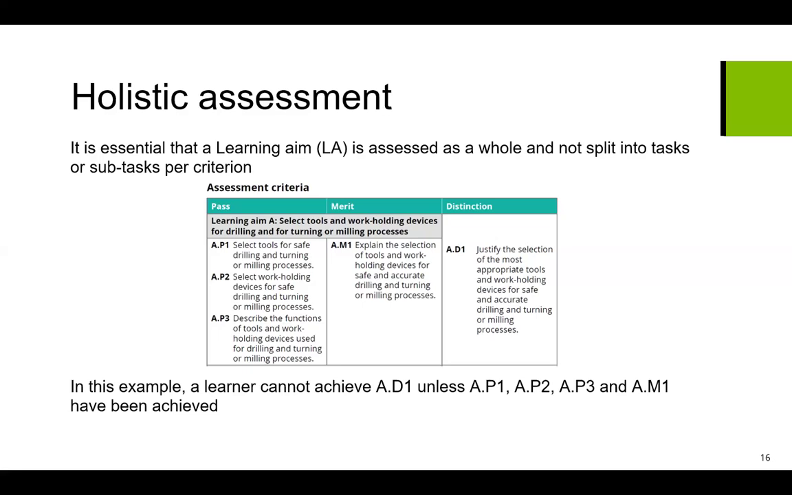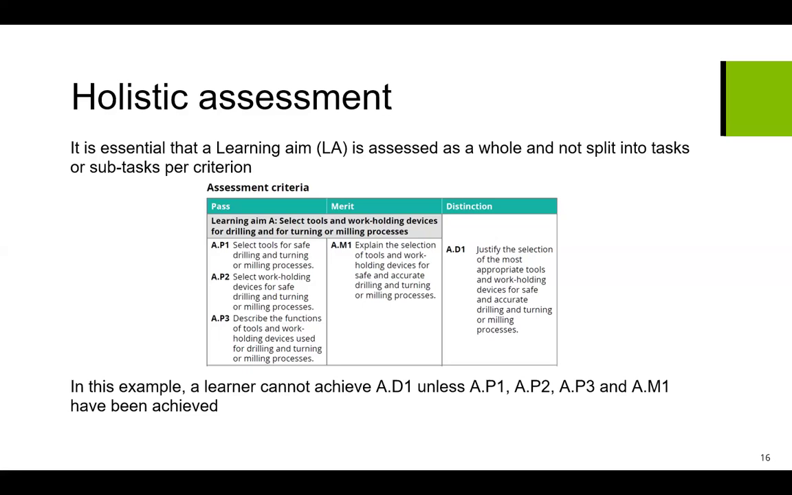But the Pearson set assignments and the authorised assignment briefs are written that way. But also we've designed these so that a student can't achieve, for example, the D1 grade, the distinction grade, unless they've completed P1, P2, P3, and M1, just the way it's developed. So if the student is justifying the selection of the most appropriate tools and work holding devices, they need to explain which tools and work holding devices they've used, and they need to be selecting them so that they can then justify them. So it scaffolds, if you like.